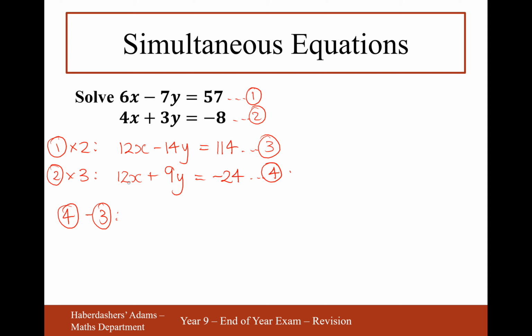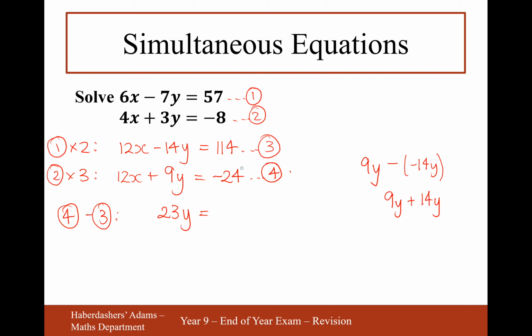Now in the columns it goes 12x take away 12x. That's 0. That's what I wanted it to do. Now be careful here. It's going to be 9y. I'll write it out on the side. 9y, subtract, because that's the operation between the two equations, the number minus 14y. Now what do you do when you take away a negative number? You add it. So 9y add 14y, and that will give you 23y.